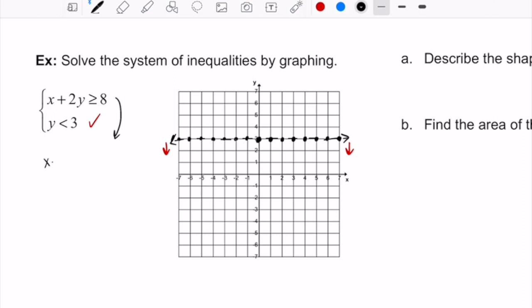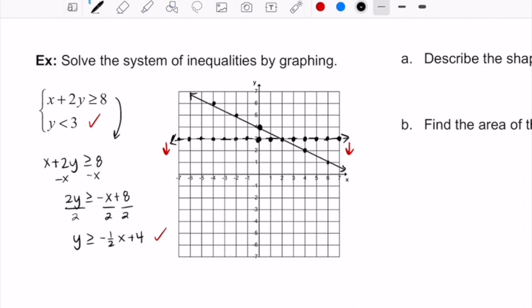I have to put it in slope-intercept form first. So I'll minus the x from both sides, and then I'll divide by 2. And so now this second line is ready to graph. My y-intercept is up at positive 4, and then my slope is down 1 over 2. This one's greater than or equal to, so it's a solid line, and it's greater than, so I'll shade up.